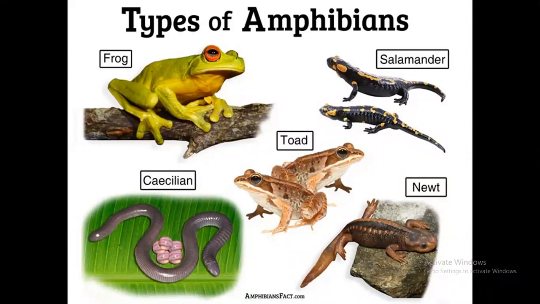Toad, salamander, and newt. They are amphibians. Frog, toad, salamander, newt. Right?